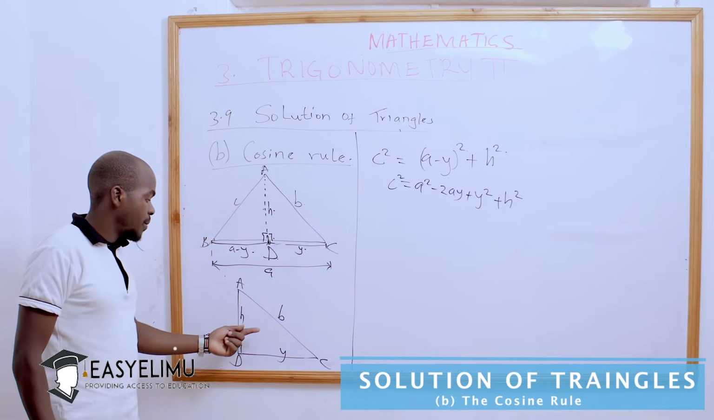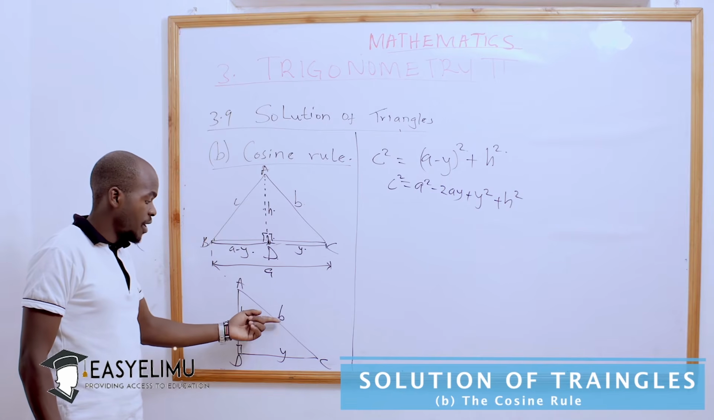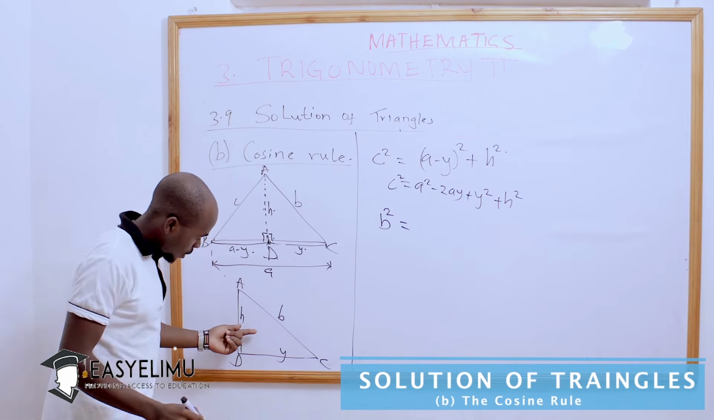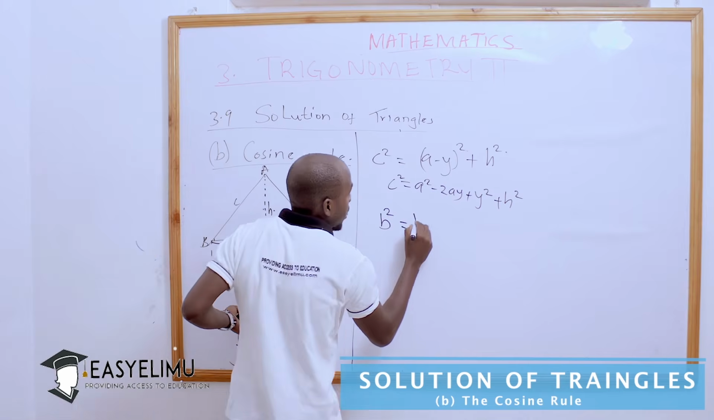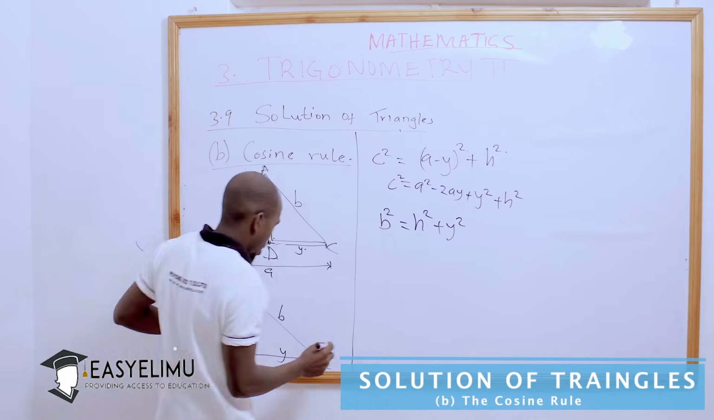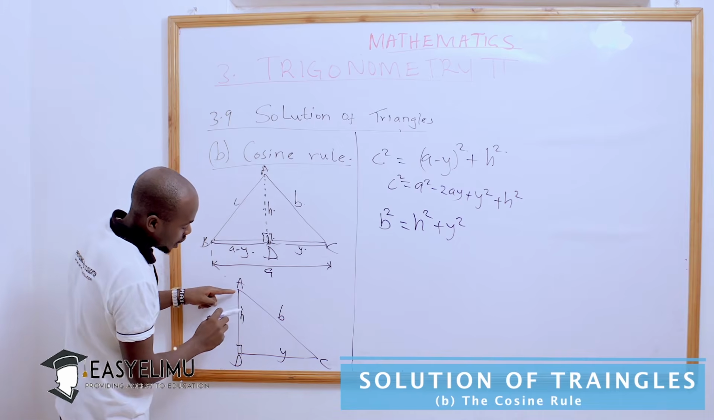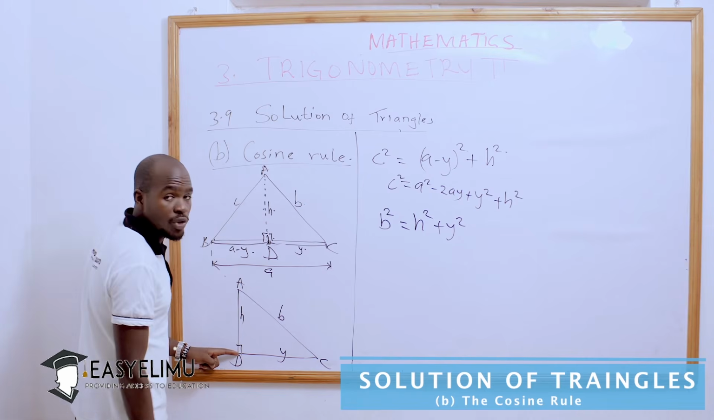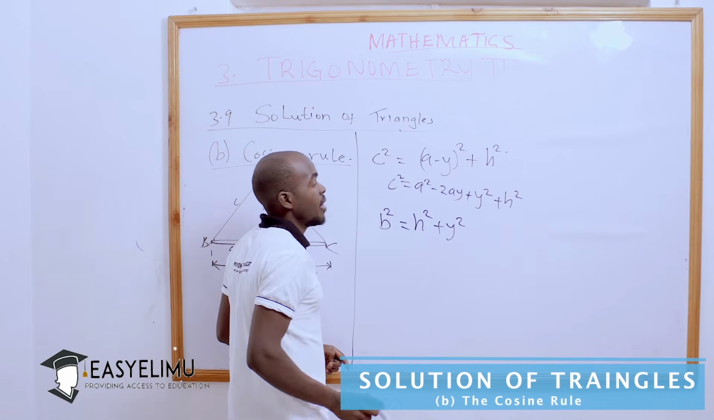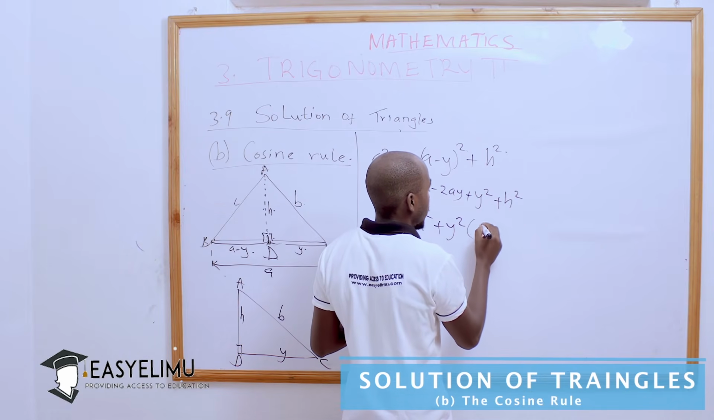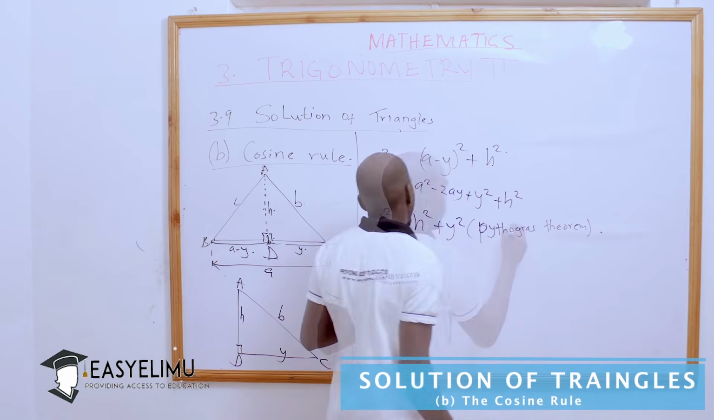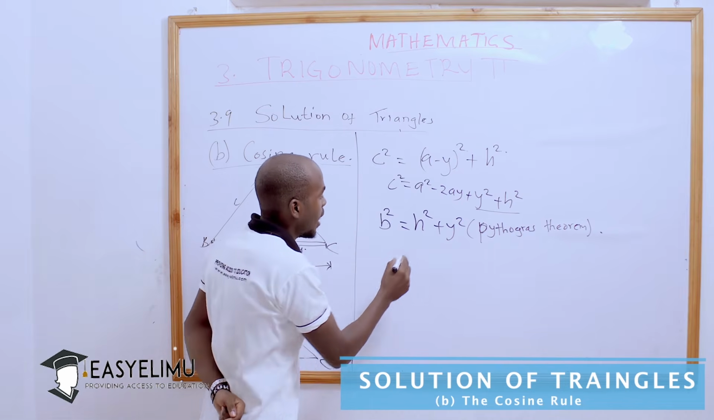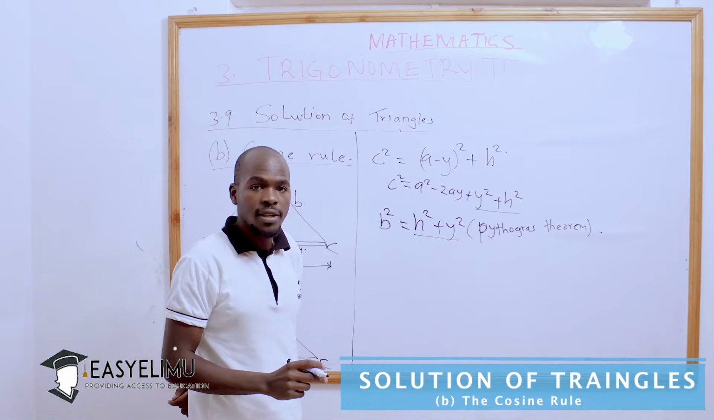So I can say that to find B here for this case, the hypotenuse of the other triangle, B squared is equal to H squared plus Y squared. To find the hypotenuse, you take H squared, which is the height, then you add to Y squared, which is the base, and you will find B squared. What we are doing here is what we call Pythagoras. But remember, here we have Y squared plus H squared, and here we have H squared plus Y squared.